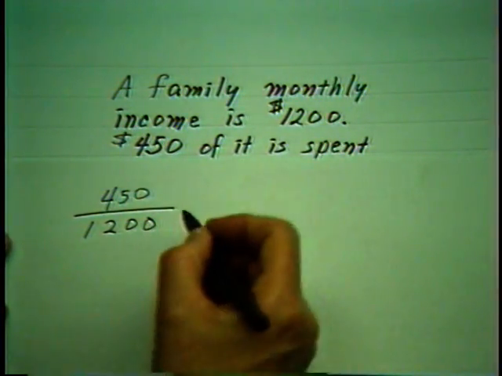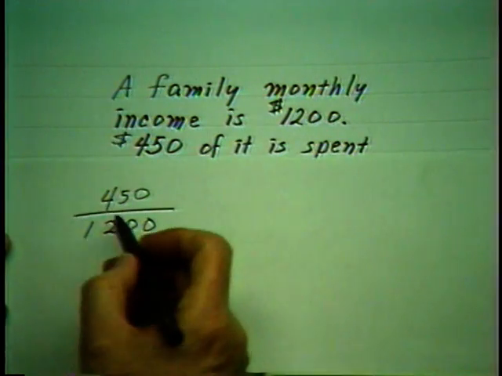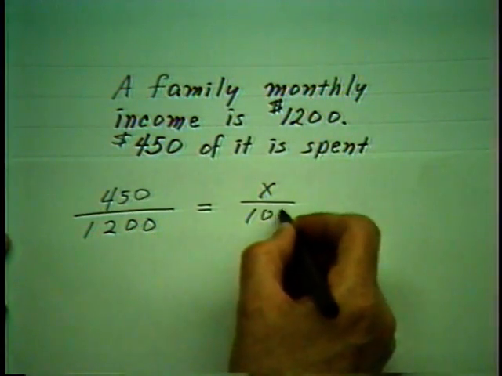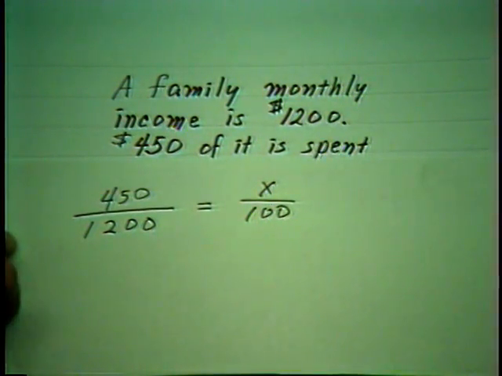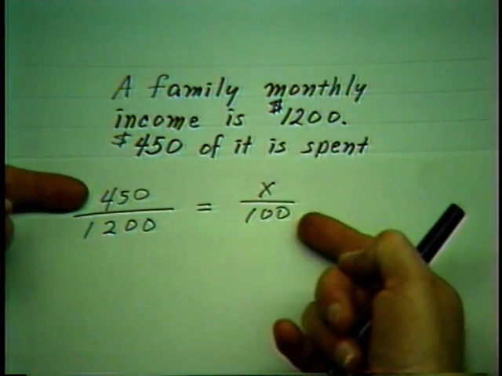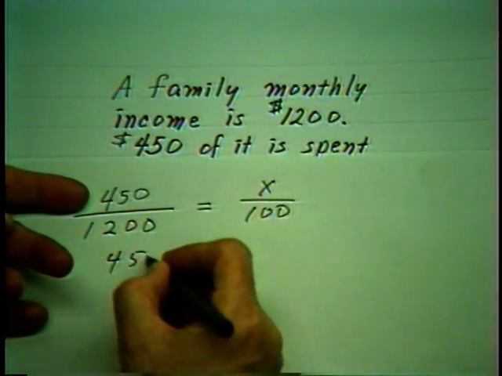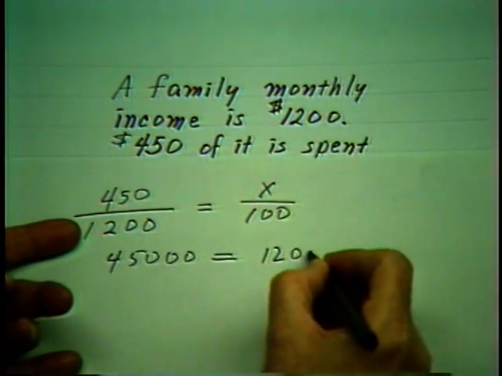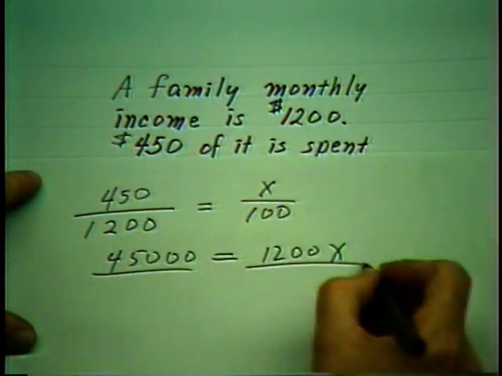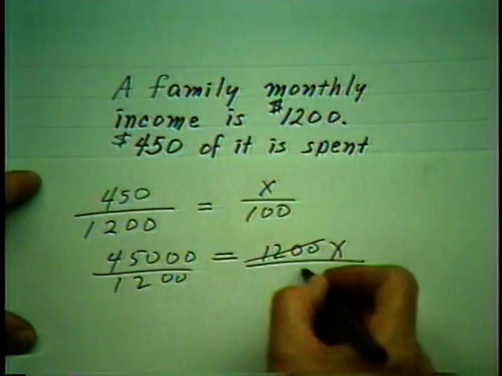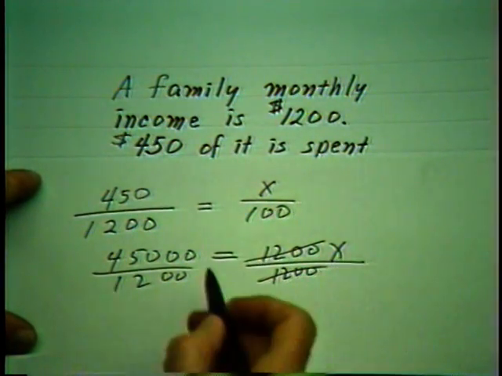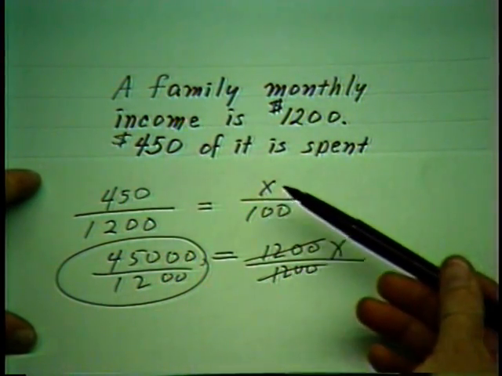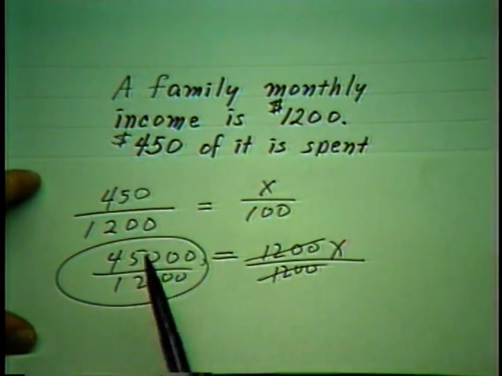Now if I want it as a percent, I'm asking 450 per 1,200 is how many per 100. Now solve this proportion. Top times bottom is 450 times 100 equals bottom times top, which is 1,200 times x. Divide both sides by the multiplier of the unknown. And of course down here it would have canceled out. And this is the top of a fraction whose denominator is 100. So this is my answer.